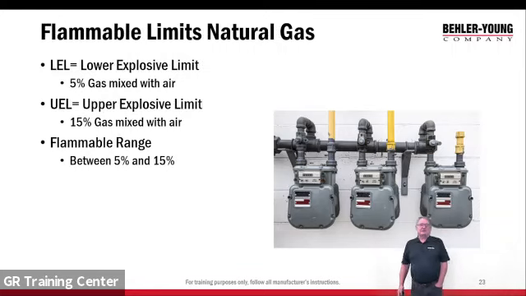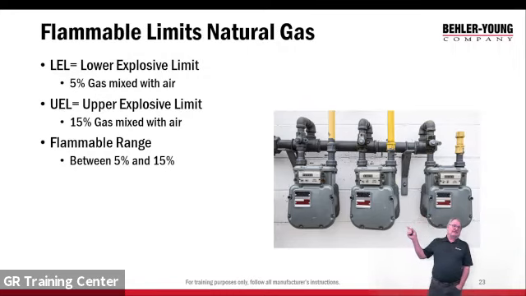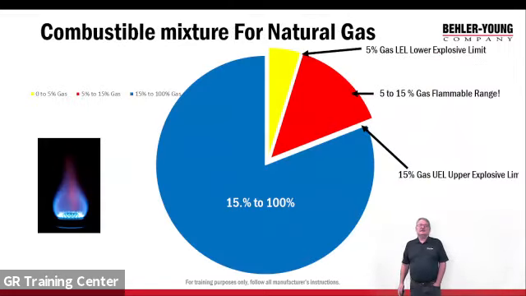Okay, so let's talk about flammable limits again for natural gas. The lower limit is 5% and the upper limit is 15%. So the flammability range is between 5 and 15%. Again, the depiction of 100% would be in a room. The room you're in, the circle is the air.